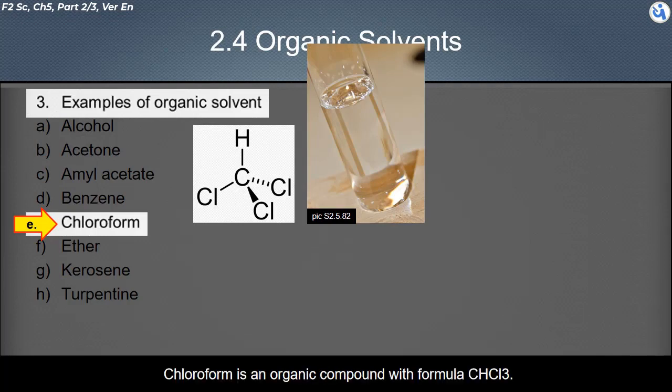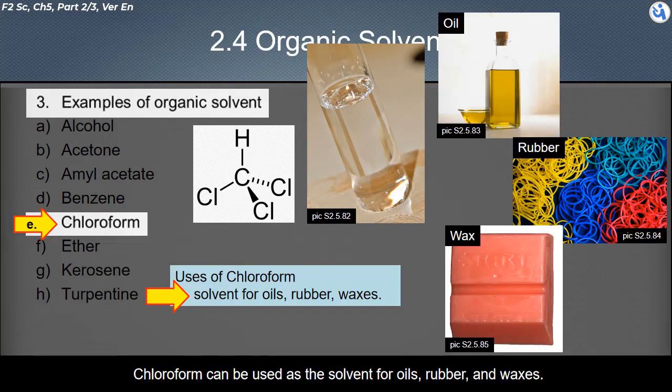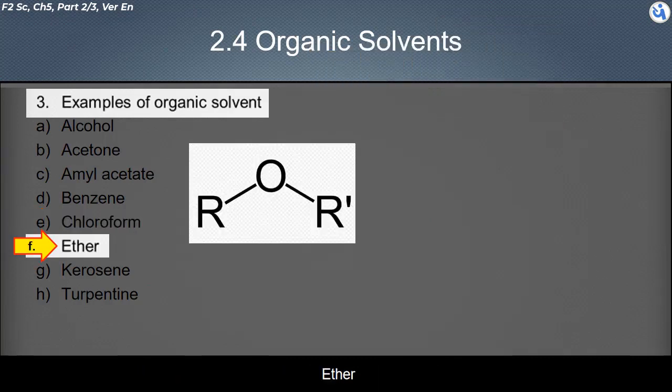Chloroform. Chloroform is an organic compound, with formula CHCl3. It is a colorless, sweet-smelling, and dense liquid. Chloroform can be used as the solvent for oils, rubber, and waxes.